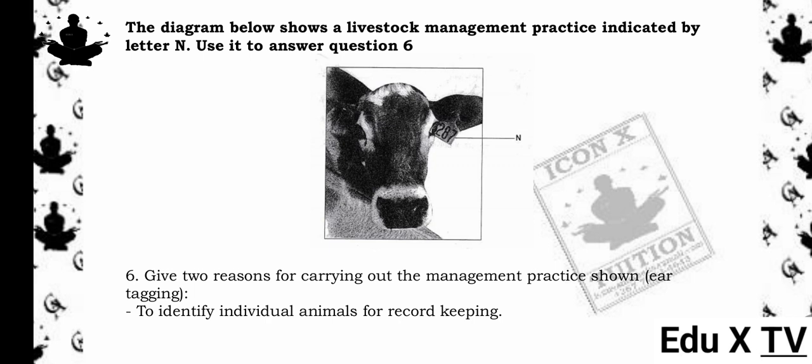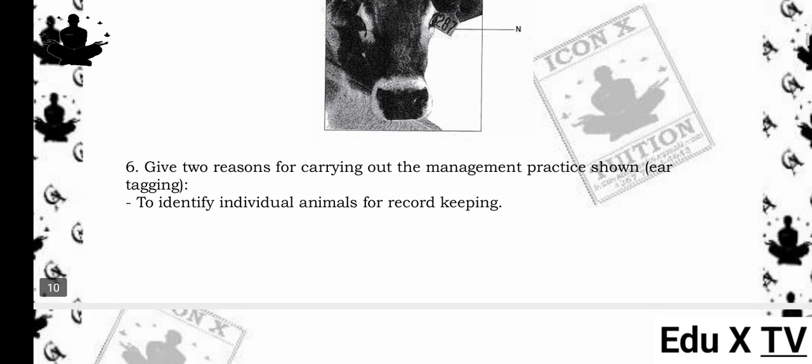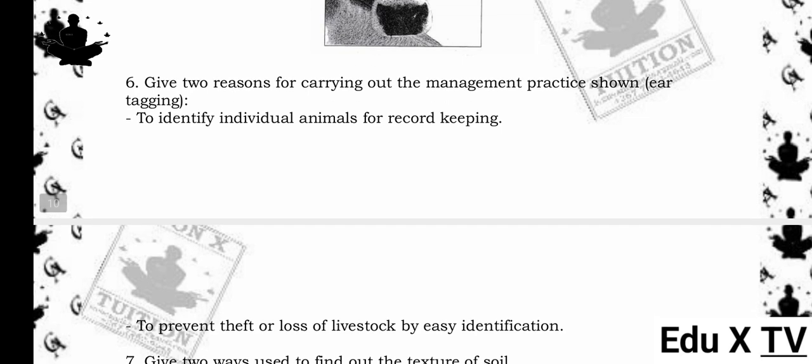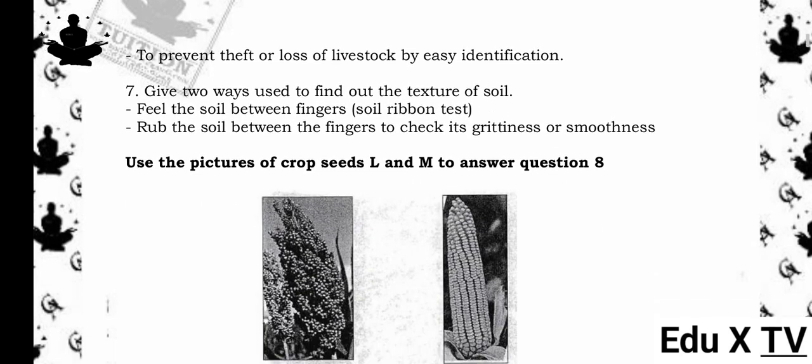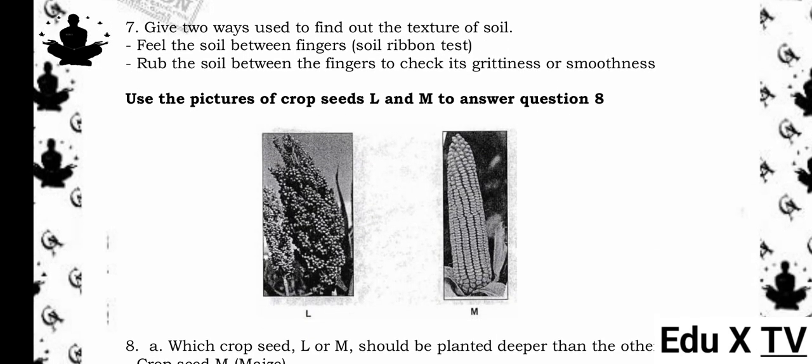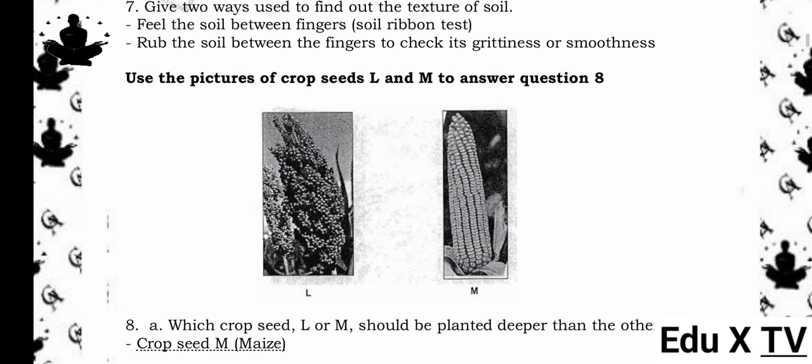6. Give 2 reasons for carrying out the management practice shown, ear tagging. To identify individual animals for record keeping. To prevent theft or loss of livestock by easy identification. 7. Give 2 ways used to find out the texture of soil. Feel the soil between fingers, soil ribbon test. Rub the soil between the fingers to check its grittiness or smoothness.